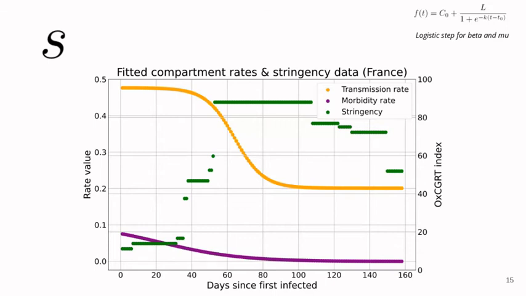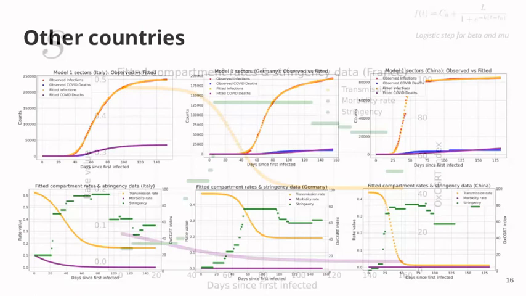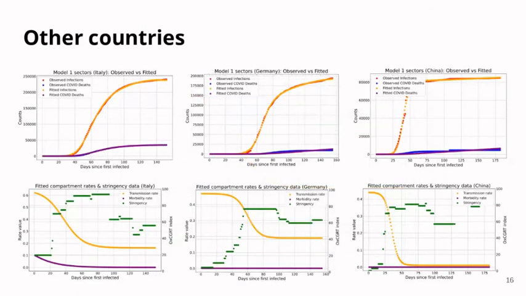But here, if we plot, for example, the transmission rate across 160 days in blue, versus the stringency measures that we're taking in France in yellow over the same period, we can already see that the transmission rate drops at roughly the same time when the most stringent measures were taken. Well, we observe this same behavior in other countries. For example, here we have Italy, Germany, and China. And of course, in the final report, you will have more results of this kind.